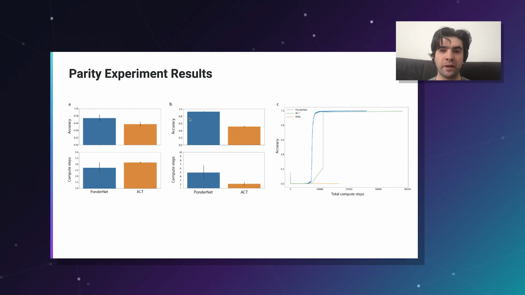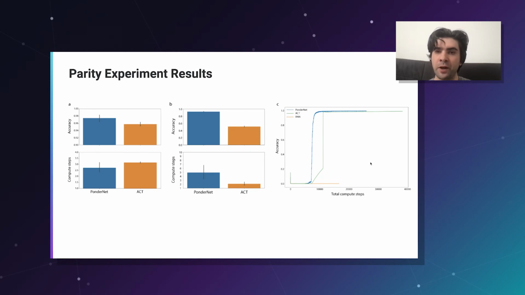We're still able to get a really high accuracy, whereas the ACT network is basically no better than random chance. And we're also looking at the number of compute steps here. We can see that this is a more challenging task, and as a result, PonderNet requires a larger number of compute steps than it did for the easier task, which makes a lot of sense. And it shows that the network is doing a lot of what we hoped it would do.